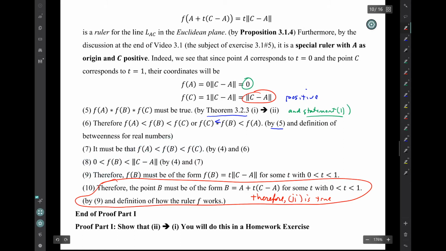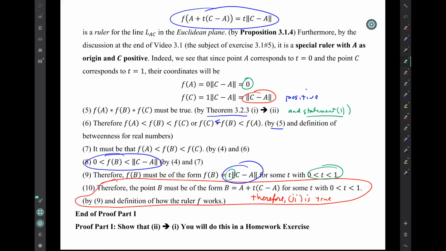But look, f of b is a number that we get by doing this. We know that f of b is obtained by doing this calculation. And so that means since this inequality has got to be true, the value of that parameter has to be a number between 0 and 1. Well, since that number t is a number between 0 and 1, that must mean that the point b must be a point of this form with the number t in that expression being a number between 0 and 1.